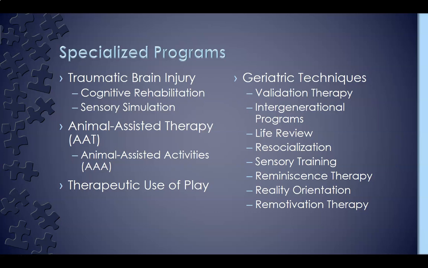When providing treatment to individuals in the later stages of life, there are several programs designed to meet the unique needs of this population. Validation therapy uses empathetic communication to help clients to regain dignity, reduce anxiety, and prevent withdrawal. Intergenerational programs provide an environment where individuals from different generations participate in programs together to build social connections. Resocialization involves a group interaction process to assist isolated individuals to rediscover their surroundings, potential, and values.